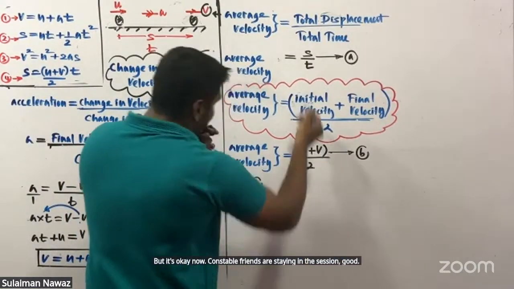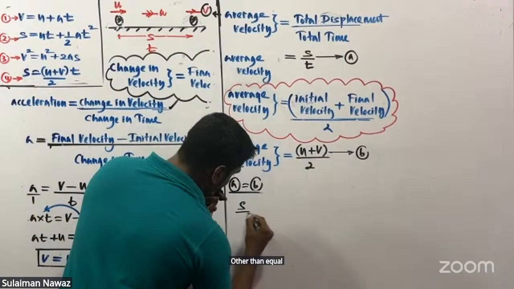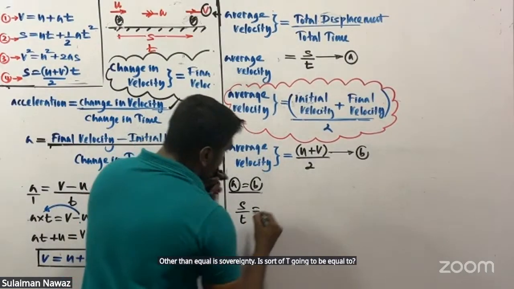Good. So S over t is going to be equal to u plus v over 2.